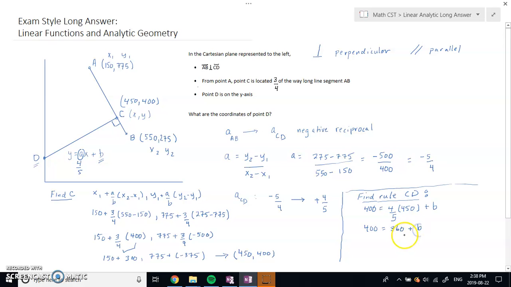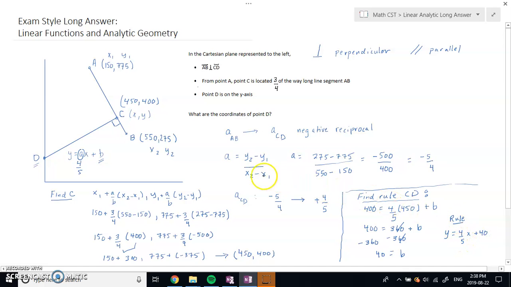And you can see here that we have some adding and subtracting going on, and so what I'm going to do is subtract 360 from both sides, because it's being added, and our b value therefore is 40. So now we know our rule for line CD is y equals 4/5 x plus 40.